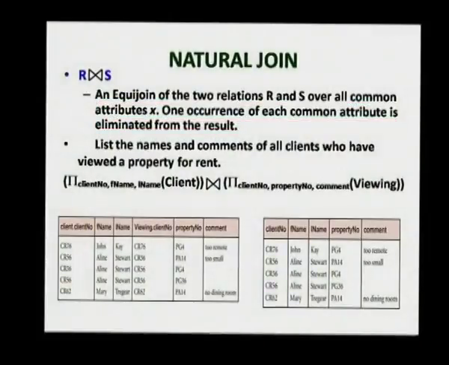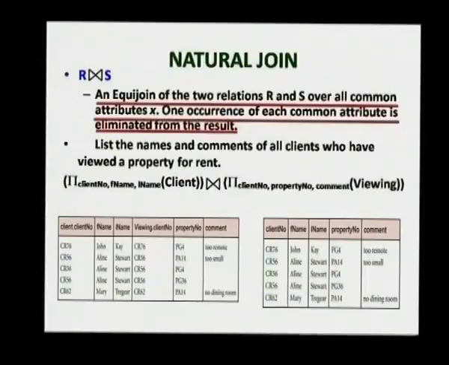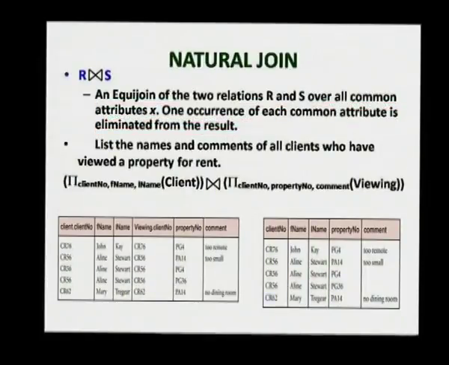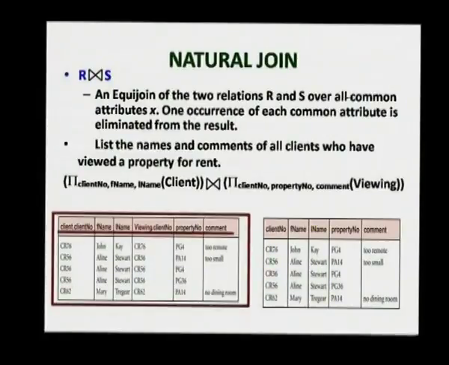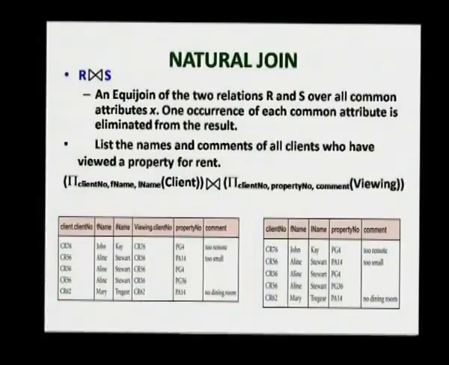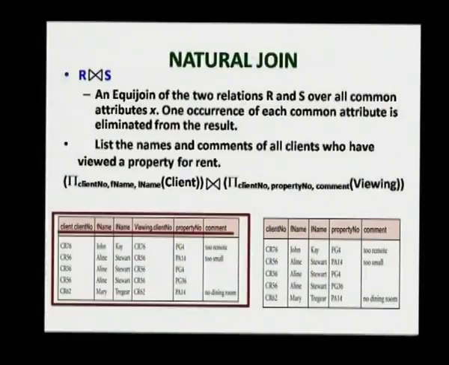So that is an equijoin of 2 relations R and S over all common attributes X, with one occurrence of each common attribute. For example: list the names and comments of all clients who have viewed a property for rent. So here you have client dot client number, first name, last name, viewing dot client number, property number and comment. Everything remains the same except viewing dot client number, which was the equijoin condition; one of those has been removed. So that is the result.